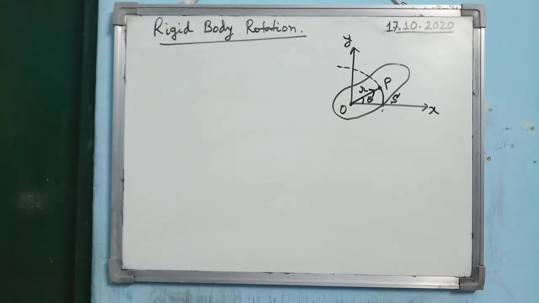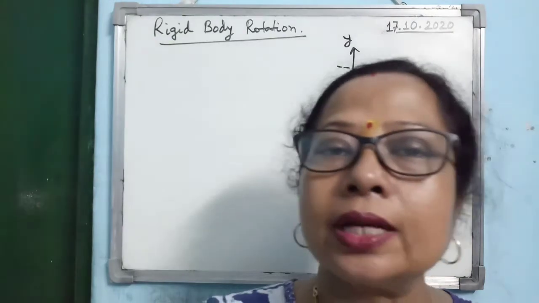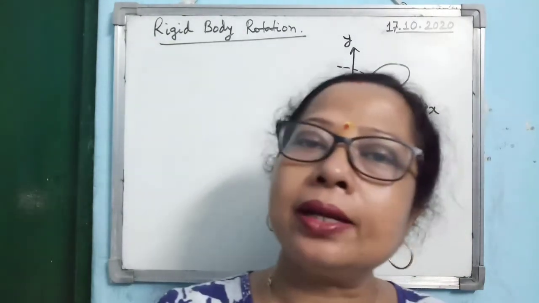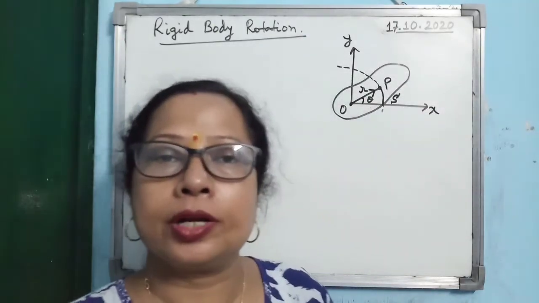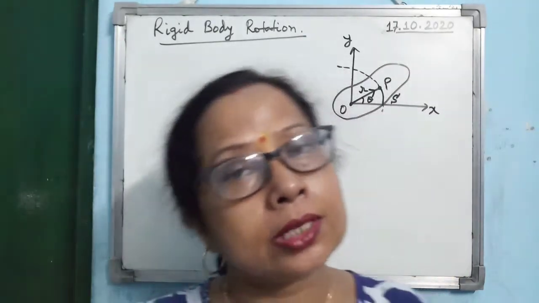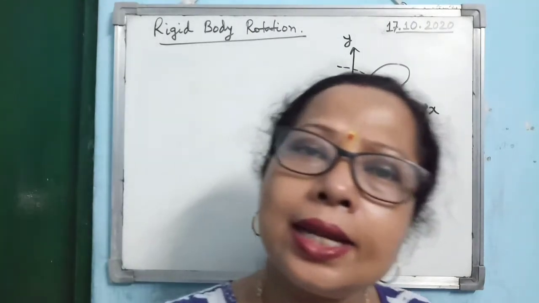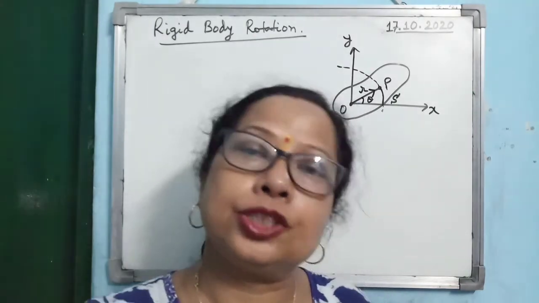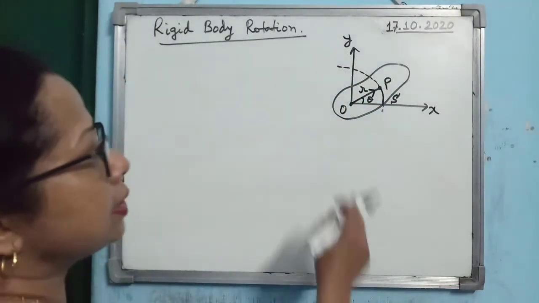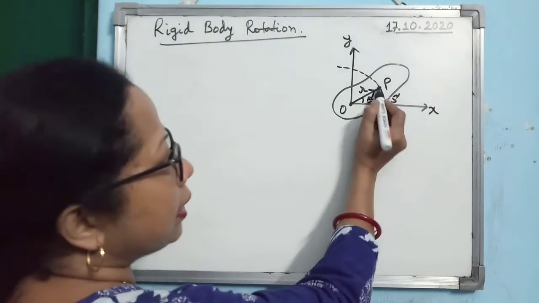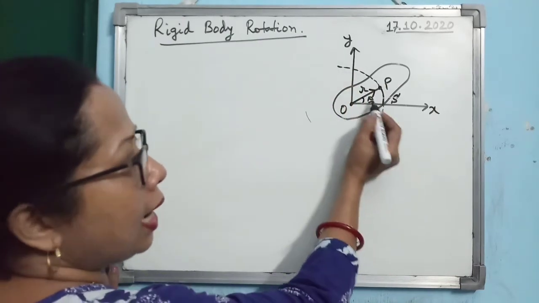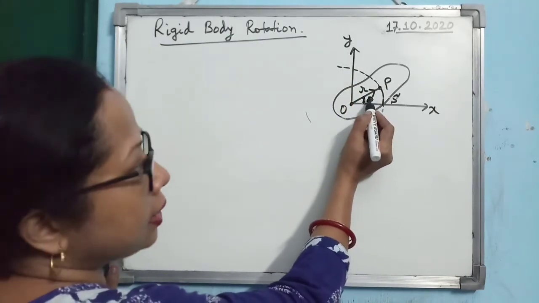Now we have to consider the rotation of a rigid body. So far we considered the rotation of a particle. Now we are not considering a particle, we are considering a rigid body. So what is the difference? A rigid body consists of several particles, and you can apply the same concept to each of the particles present inside the rigid body. So let us consider this is the rigid body, and we have taken a particle P, and the rigid body is rotating through this angle theta.